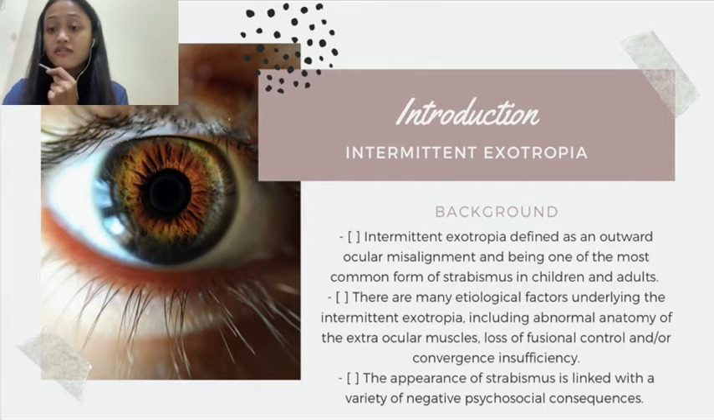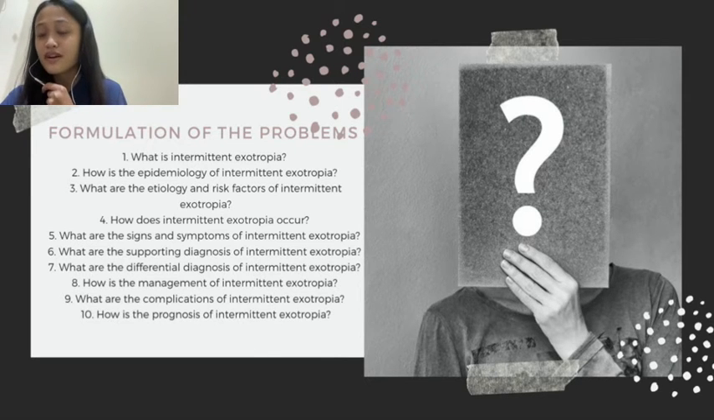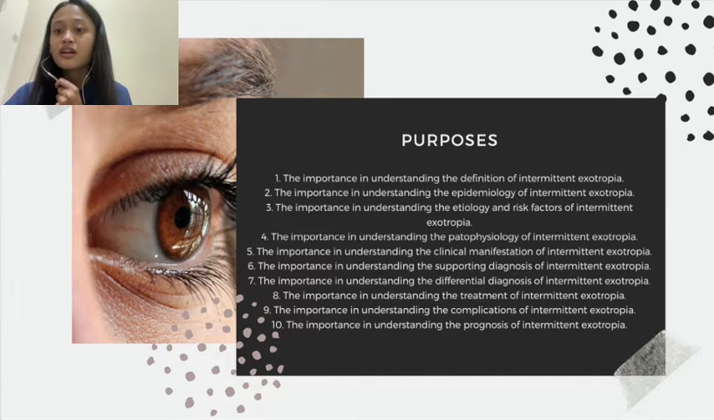Therefore, it is necessary to develop a deeper understanding of intermittent exotropia, both in society and for educational purposes. Through this presentation, it is hoped that we can understand the general information, epidemiology, etiology, risk factors, pathophysiology, signs and symptoms, supporting diagnosis, differential diagnosis, treatment, complications, and also the prognosis of intermittent exotropia. We hope that the community can also avoid the risk factors and do the prevention of intermittent exotropia with our information. The presentation will be continued by my friend.